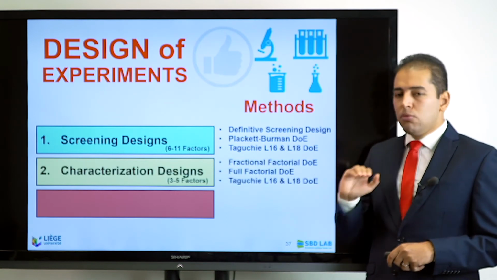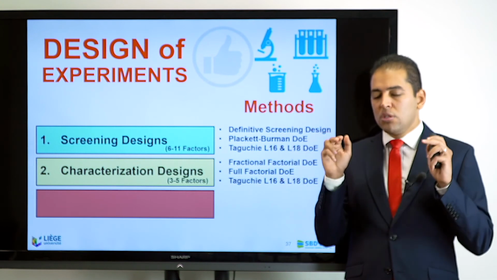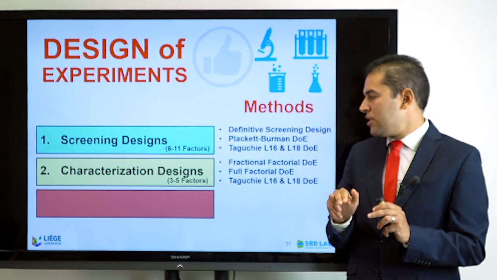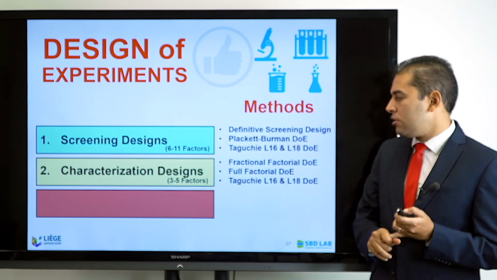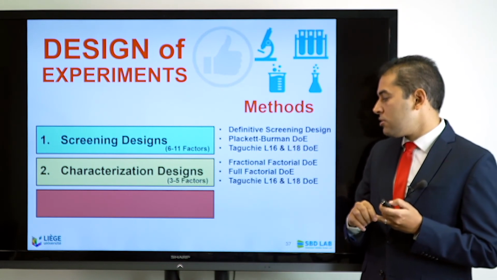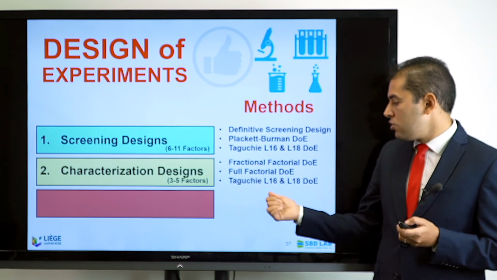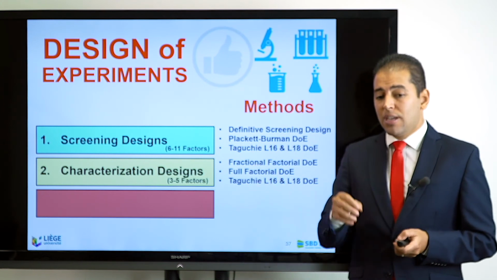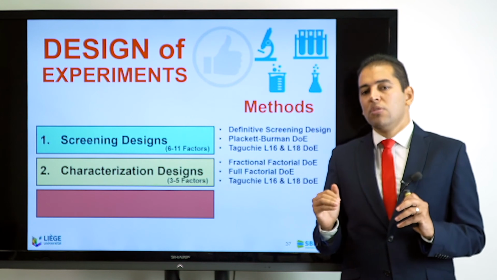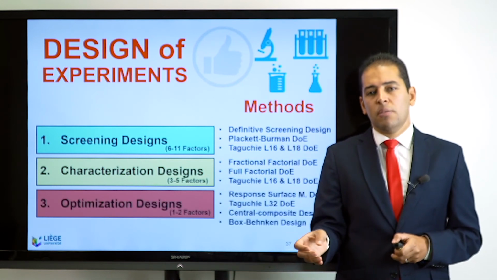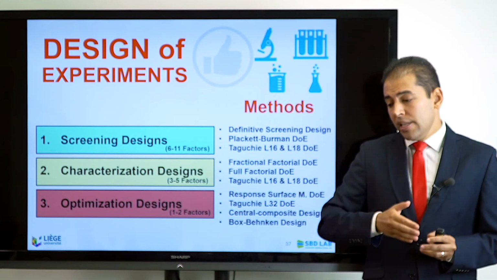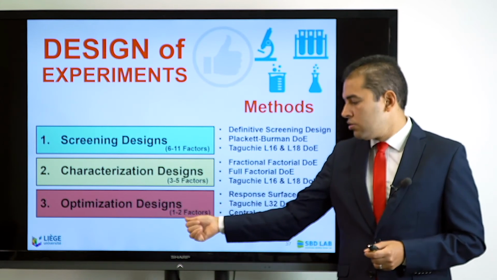Now, once you're done with your screening, you can characterize with more focus on certain specific factors. Here we are talking about 3 to 5. You can use fractional factorial design of experiment, full factorial design of experiment, or again, you can use Taguchi level 16 and level 18 design of experiment. Once you are done with characterization, now we know which factors you will follow till the end of your study, mainly 1 to 2 factors.